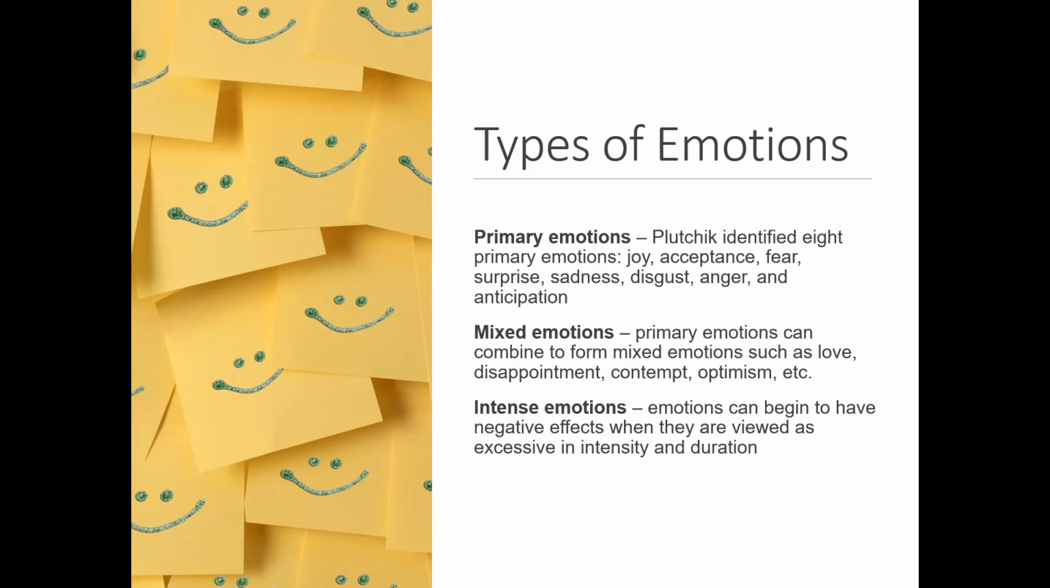As far as the types of emotions, we have the primary emotions, which there is a wheel in your book, and the researcher Plutchik identified 8 primary emotions: joy, acceptance, fear, surprise, sadness, disgust, anger, and anticipation. And then you can have any variety of those combinations. And so those primary emotions can also combine to make mixed emotions, such as love, disappointment, contempt, optimism, etc.